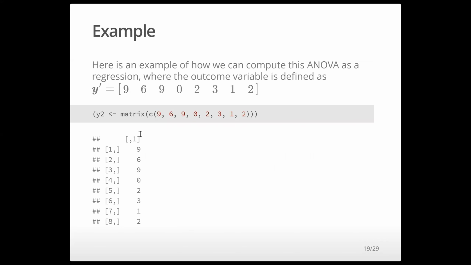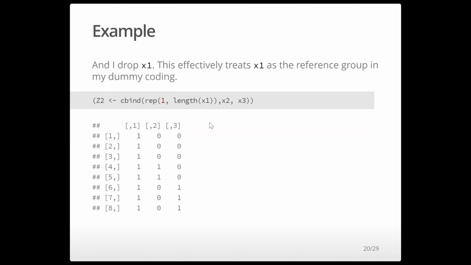So here's how we can actually do this in a way that would work and give us equivalent results to our ANOVA, in fact, give us an equivalent model. So we're going to take, here's just what we're going to call our Y value, and this is also an example in the book. So this is our response variable. And here's how we're going to define our design matrix. We're going to drop one of the columns. So here I'm just going to drop X1. And so effectively, this is calling X1 our reference group, and then we're dummy coding.